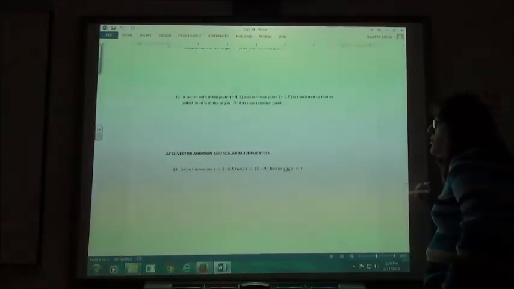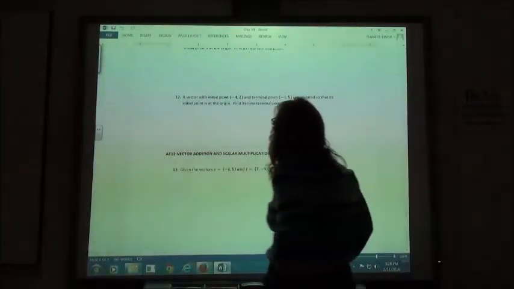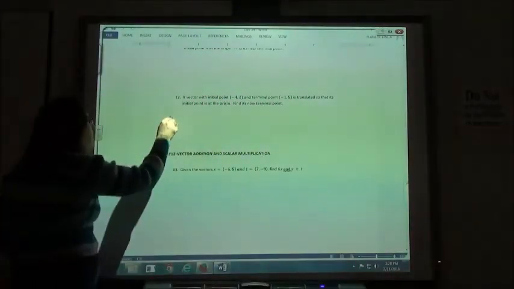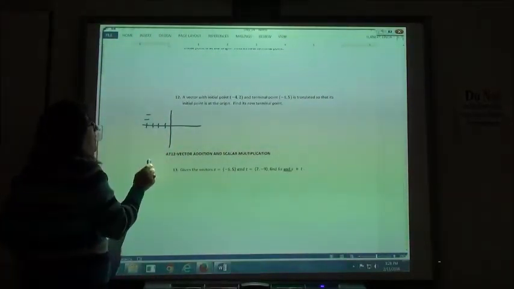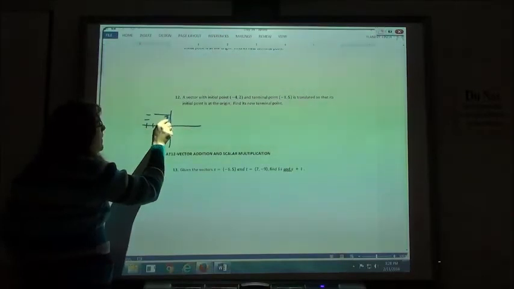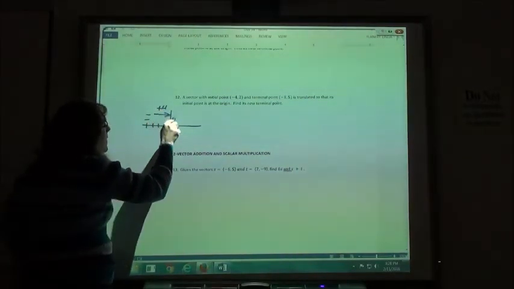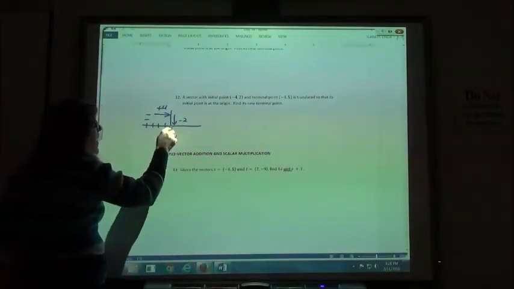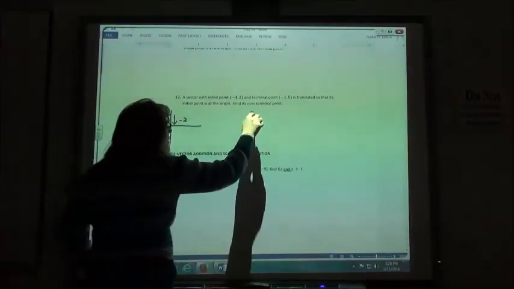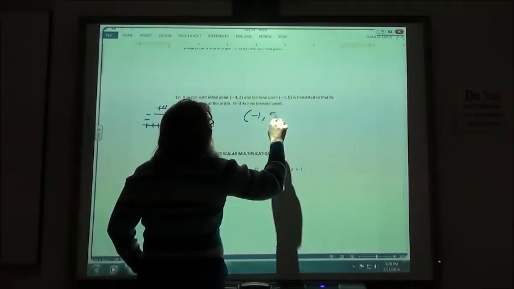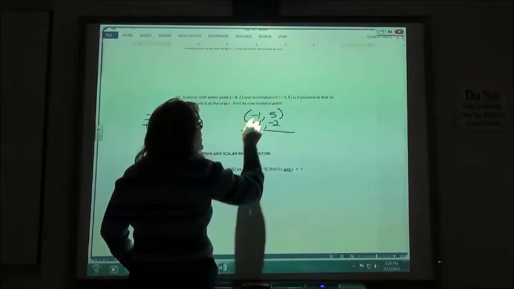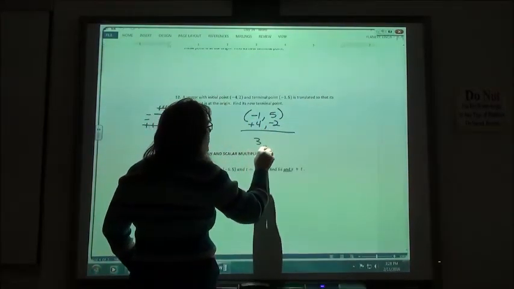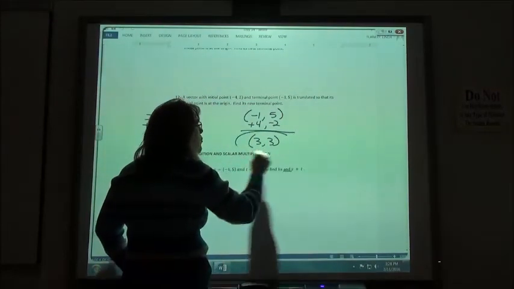So, on this one, my vector has an initial point of negative 4, 2. So if it is at negative 4, 2, I would have to go positive 4 and down 2 to get back to the origin. So my terminal point was at negative 1, 5. I'm going to go positive 4 and down 2. And so now I'm going to be at 3, 3 for my new terminal point.